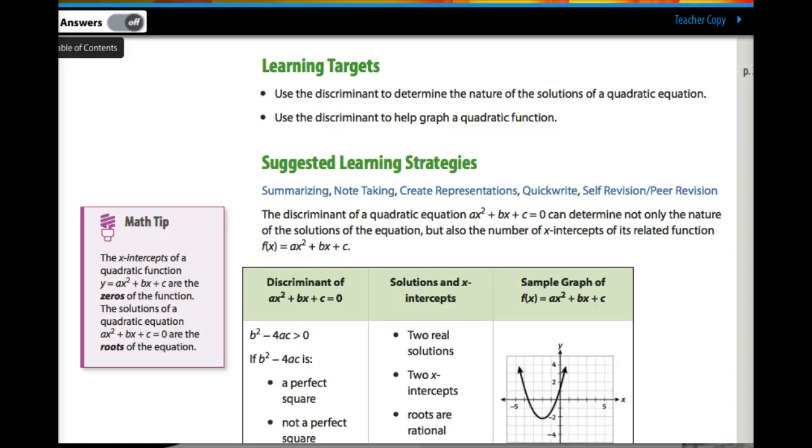So in 12.4, we are looking at the discriminant, which is something that we learned back in Activity 9, and now we're going to be using it. We're going to be kind of reviewing what we did originally in Activity 9, but then taking it to the next level in that we are going to see how the discriminant applies to the x-intercepts rather than just the nature of the solutions, which we already talked about.